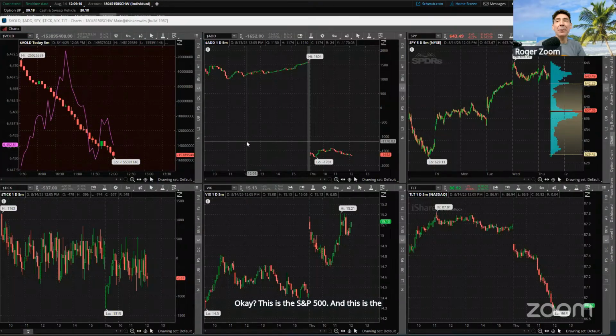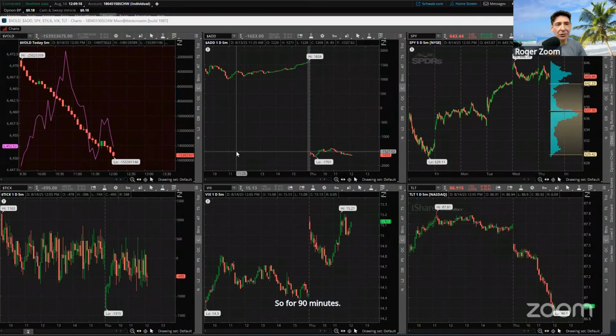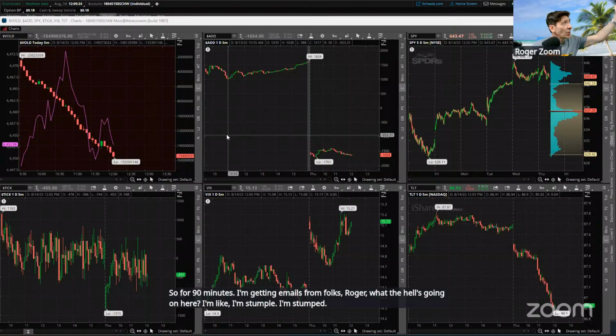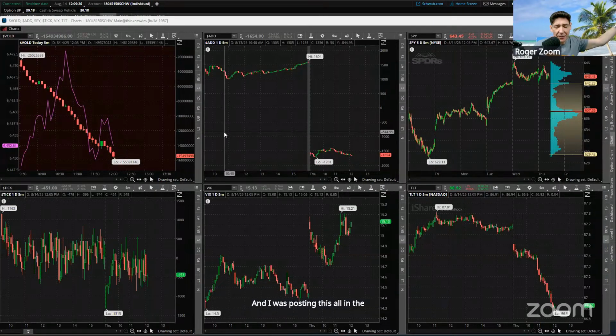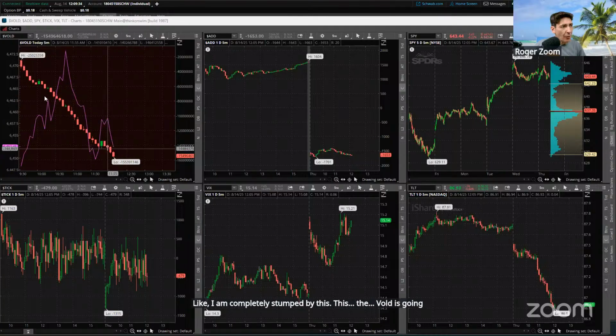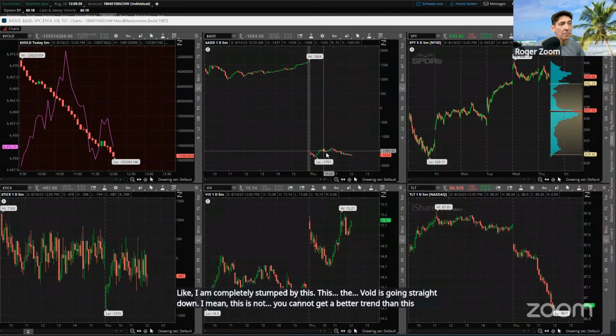Now, for anybody who's ever had any doubt how well this Vold works, how well market internals work. For 90 minutes, I'm getting emails from folks. Roger, what the hell's going on here? I'm stumped. And I was posting this all in multiple Telegram channels. I am completely stumped by this. The Vold is going straight down. You cannot get a better trend than this, right?